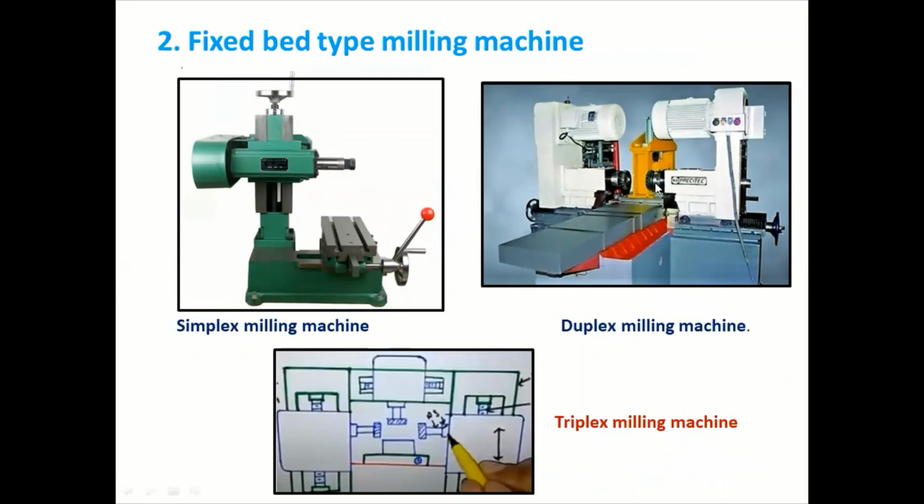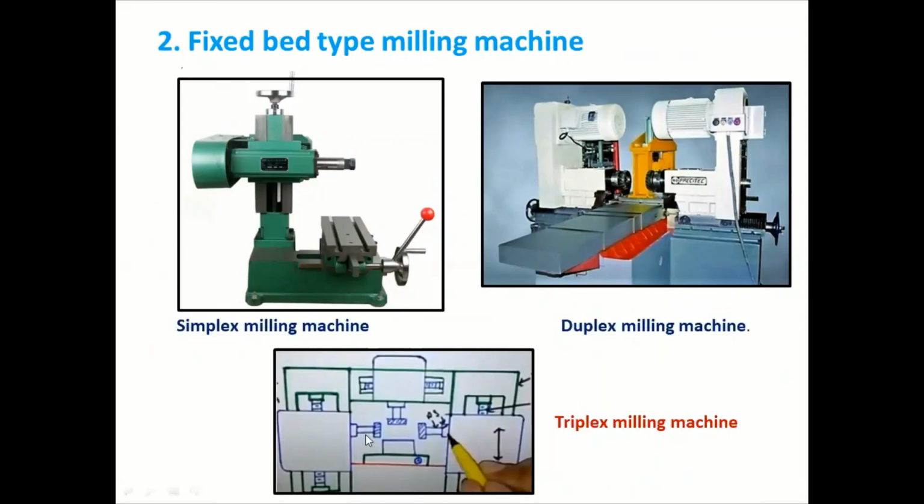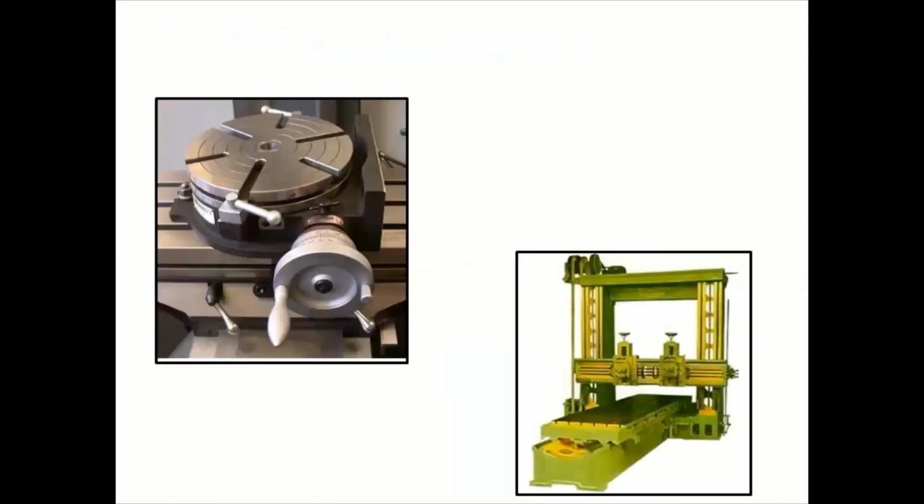Duplex means here you can see there are 2 cutters on either side. So if you go for side facing of any component, it is possible at the same time. And the third one, as we can see in this diagram, has 3 cutters mounted, 2 on the side and 1 from the top. So 3 cutters can be located, and at the same time the side face can be done, and at the top also we can do the planing operations. That is possible in the triplex milling machine.